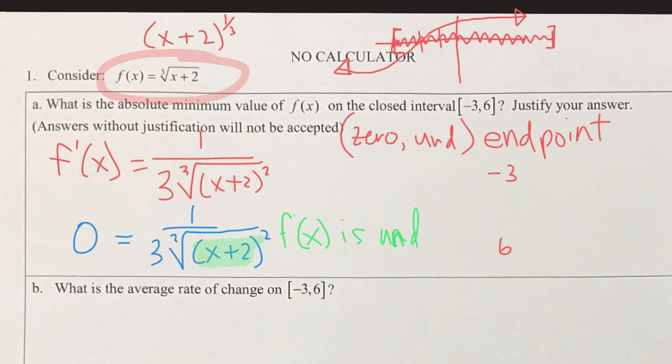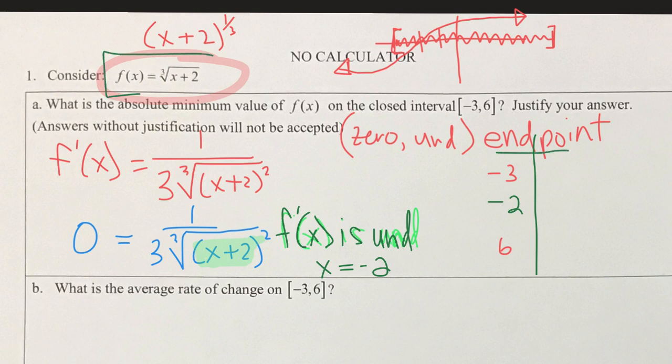Sorry, this green is not very visible. Let me change to something that you can see. So the derivative is undefined when x equals -2. Okay, so that's another point we're going to check to see if the y values are larger or smaller than your endpoints. There are no other zeros on this function, so these are the only 3 that we need to check. So we're going to go into our original function and plug in -3, -2, and 6 and see what we get.